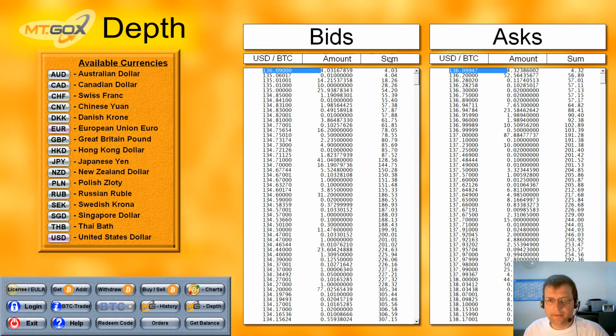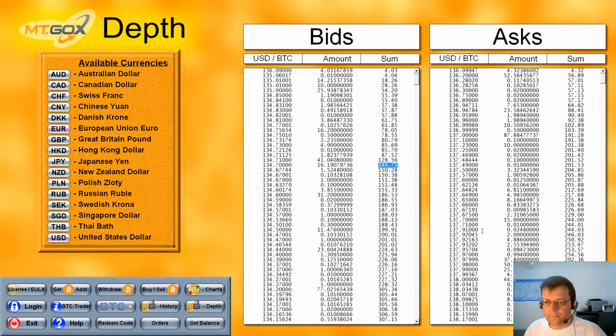In this column you can see the summed up Bitcoin amount, and this is exactly what this chart is showing. Just have a look at this price: until Bitcoin will drop to this price, 144.75 Bitcoins have to be sold on Mt. Gox. Okay, same thing with the asks.